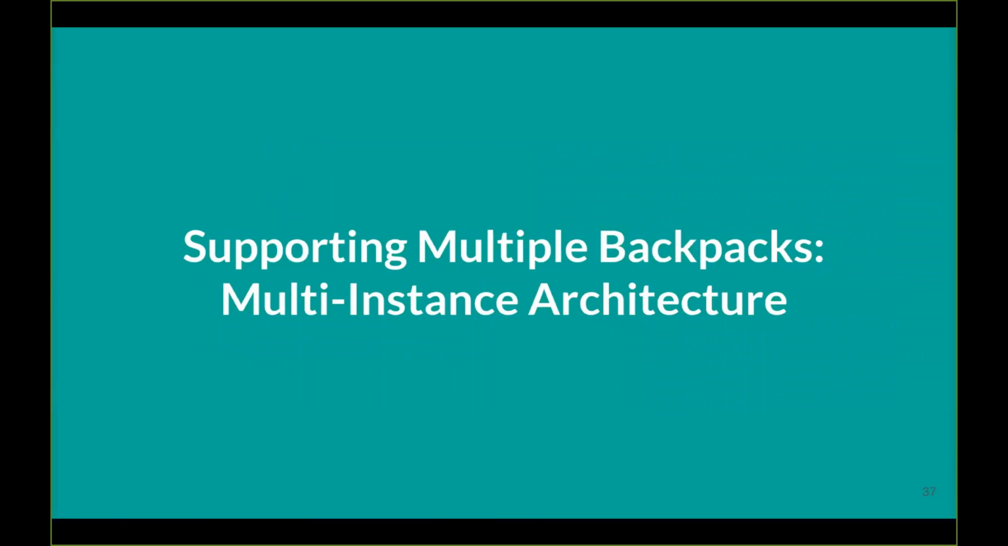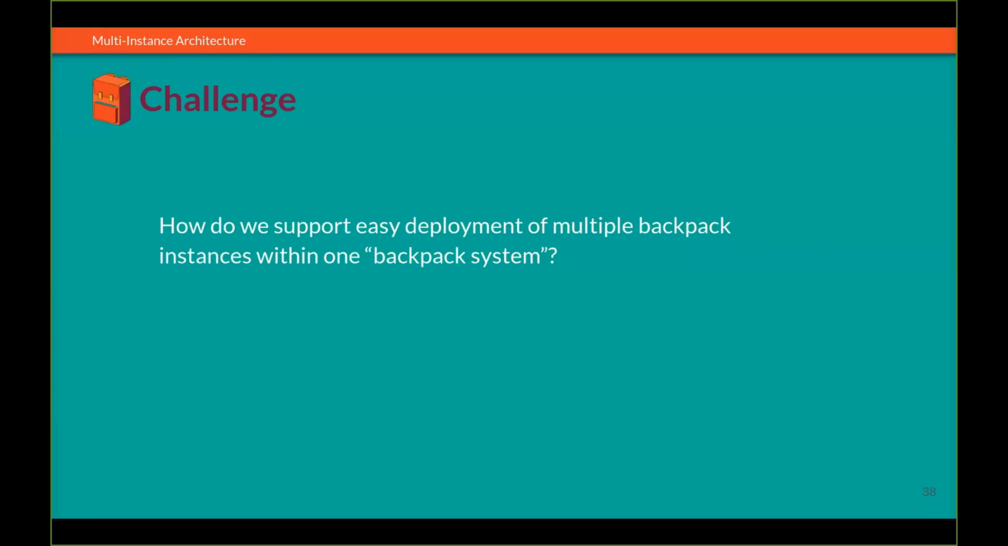So that's great. We have a single working containerized Backpack instance, but our actual goal is to support multiple backpacks. So we're going to talk about how we went from the single instance to a multi-instance architecture. So the question at this point becomes, how do we support easy deployment of multiple Backpack instances within a single Backpack system?